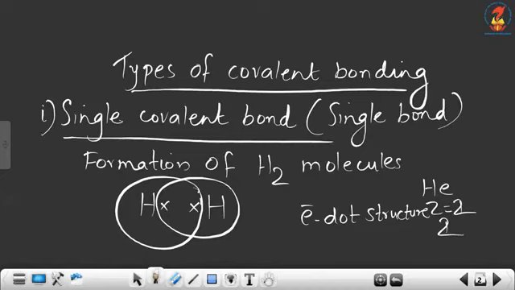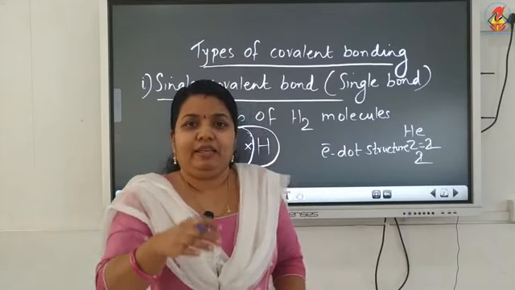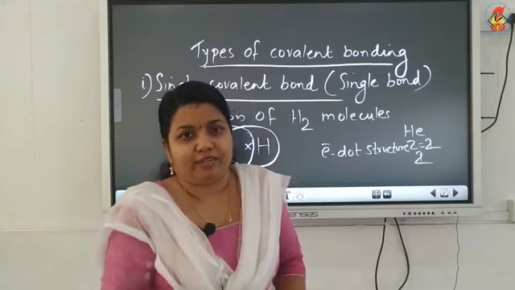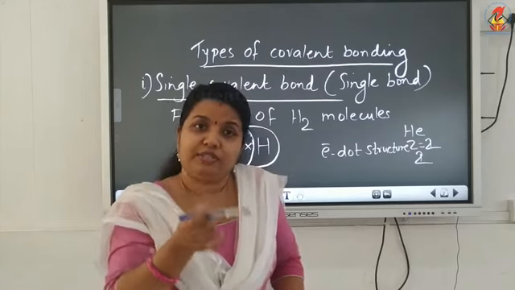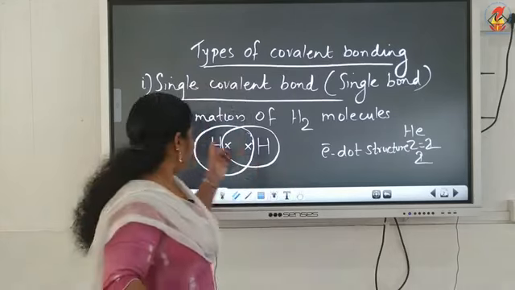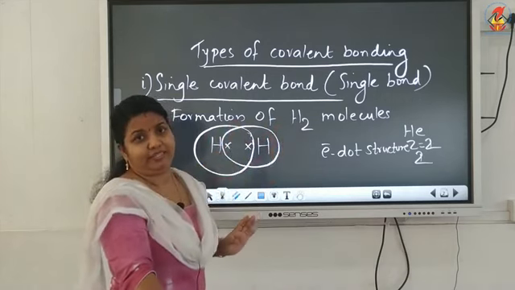So there is a force of attraction between them; there is a bond. There is an agreement between both of them that they can share 1 electron pair. One electron pair means 2 electrons, out of which the first electron is given by this hydrogen atom and the second electron is given by the other hydrogen atom.